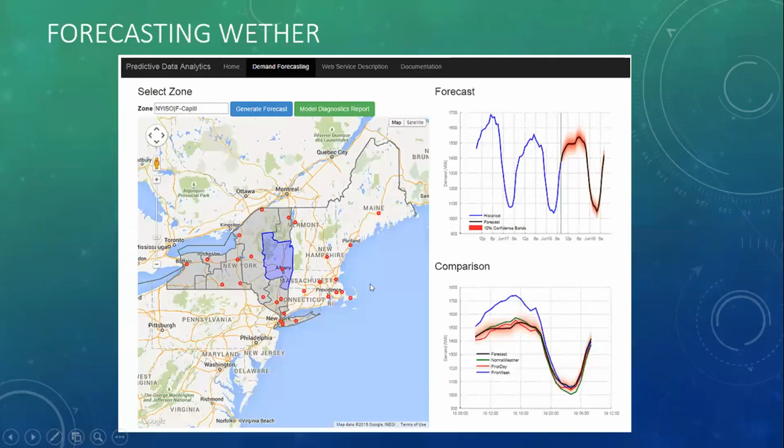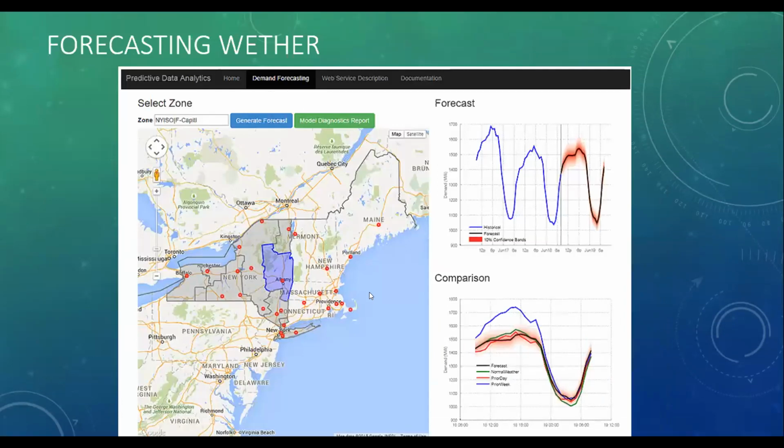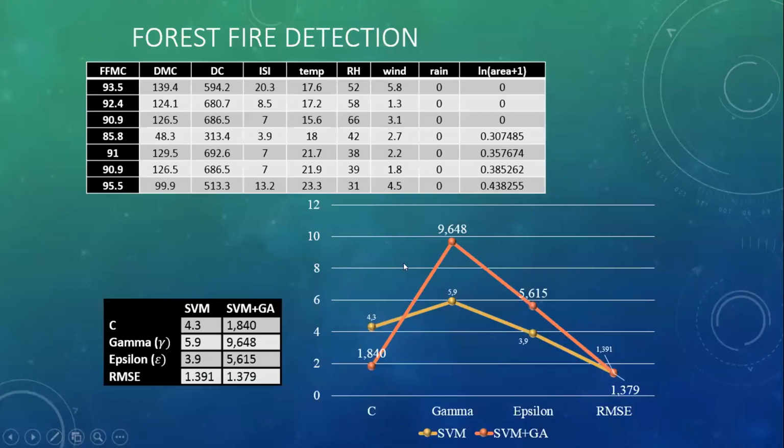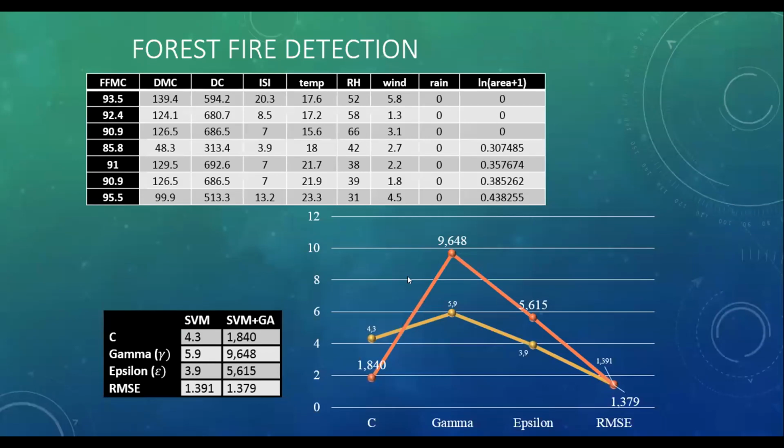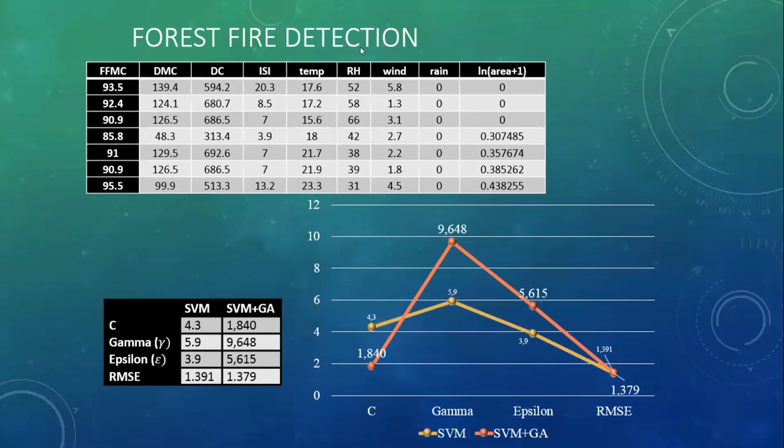The next example is forecasting the weather. This can predict normal weather or bad weather. Next is forest fire detection. This can help the government protect the forest from fire. This uses two algorithms, SVM and SVM plus PGA, a genetic algorithm.